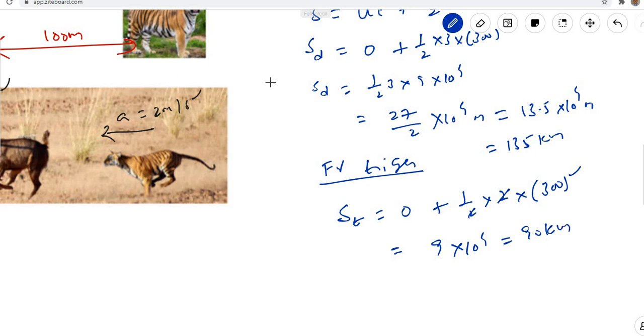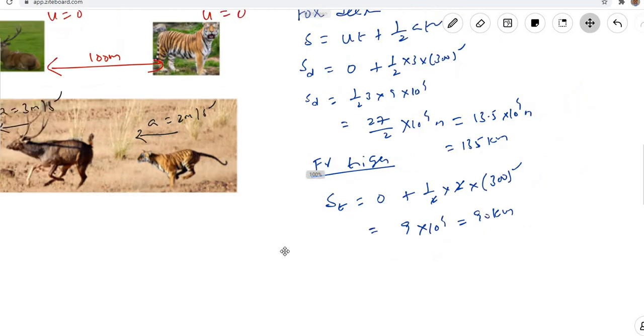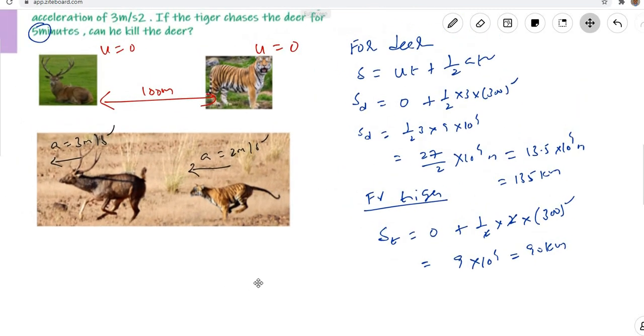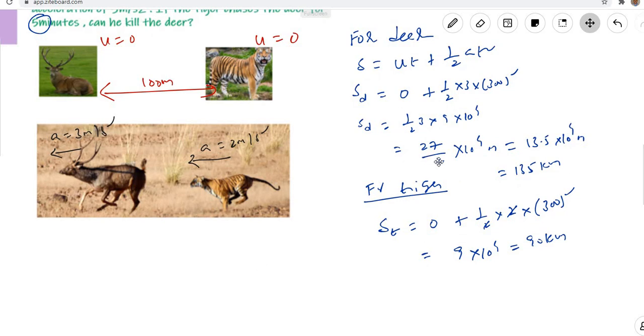Now what is the question? Can the tiger kill the deer? No. Why? Because in 5 minutes the deer could travel 135 kilometers, but the tiger traveled only 90. So this deer is 45 kilometers away. So by the time this tiger stops, the deer has traveled an extra 45 kilometers. So it's not possible. The tiger cannot kill the deer.